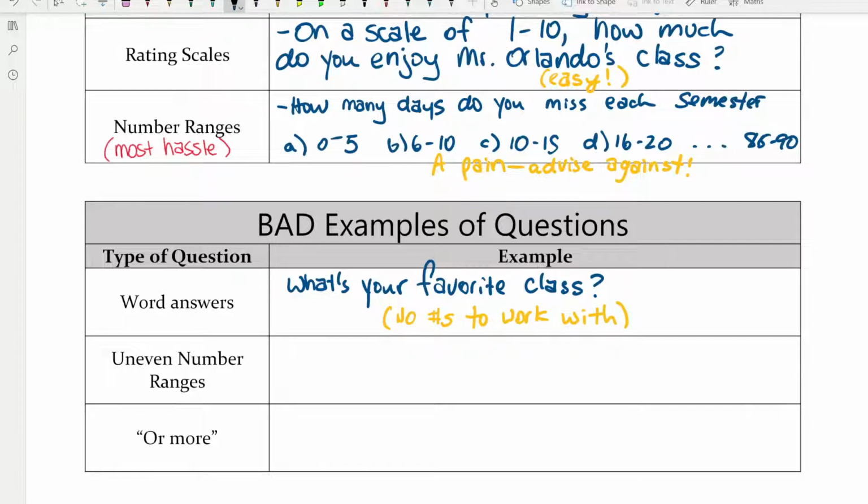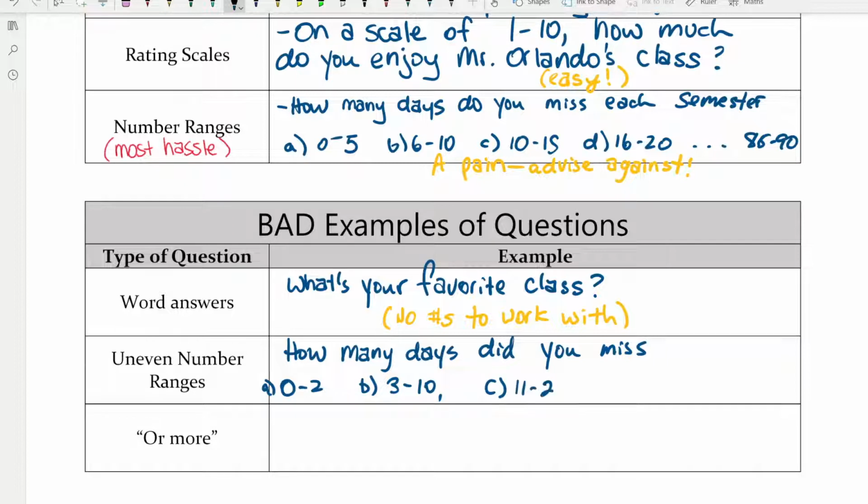Uneven ranges. How many days did you miss? A would be zero to 2. B would be like 3 to 10. C would be 11 to 25.